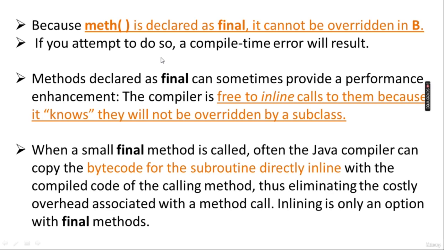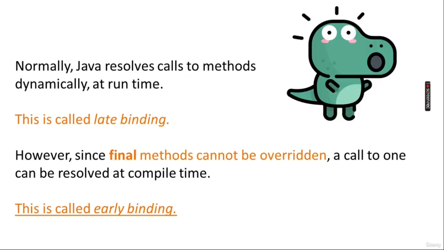Directly in line means directly in parallel with the already compiled code of the calling method, thus eliminating the costly overhead associated with the method call. So it already knows that this method will not be overridden, so it can use it directly, in parallel with the already compiled code, and it will reduce the time required. Inlining is an option only with final methods. When you create them as final, only then can the Java compiler directly inline the method. Normally, Java resolves calls to methods dynamically at runtime.